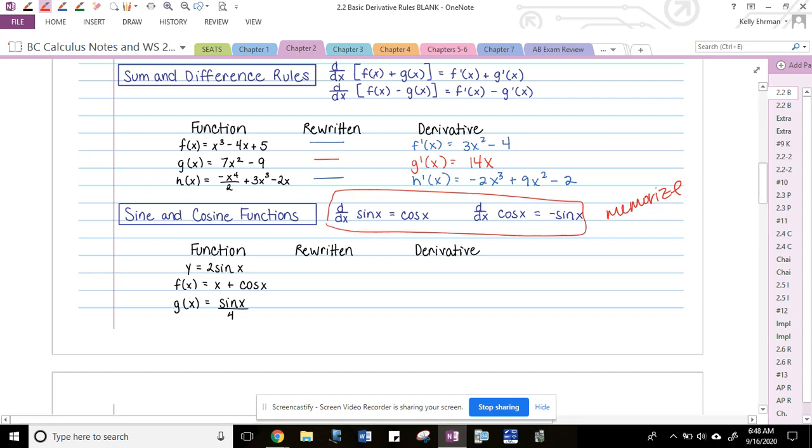I don't need to rewrite the function. Dy dx is equal to, so we said the 2's along for the ride. The derivative of sine is cosine, so this is just 2 cosine x.